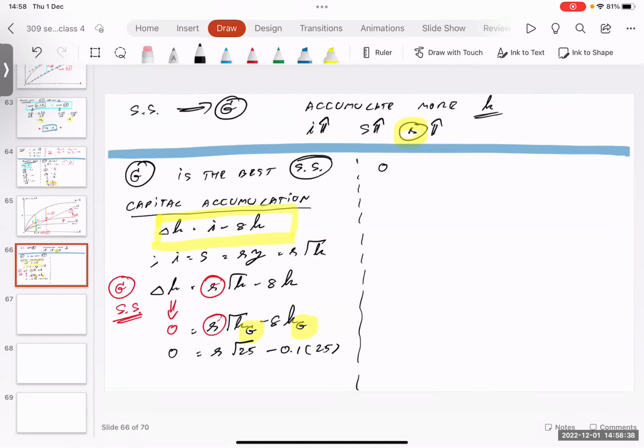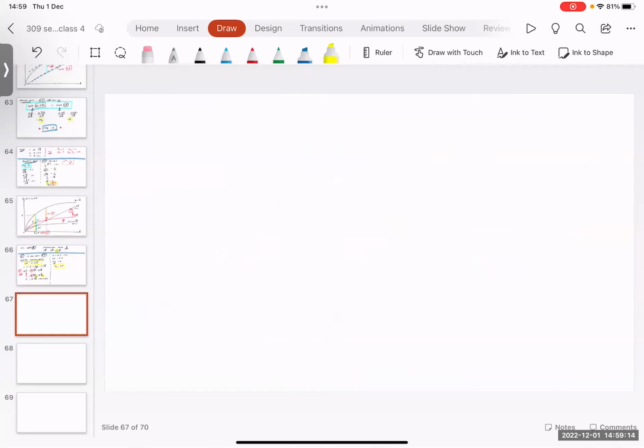And then I got 0 equal to S multiplied by 5 minus 2.5. Rearranging the equation, 2.5 equal to 5S. S is equal to 2.5 over 5. S is equal to 0.5. Done. This is S at the golden rule. The saving rate at the golden rule should be equal to 0.5. You got it? So I just copy this curve and paste it here.